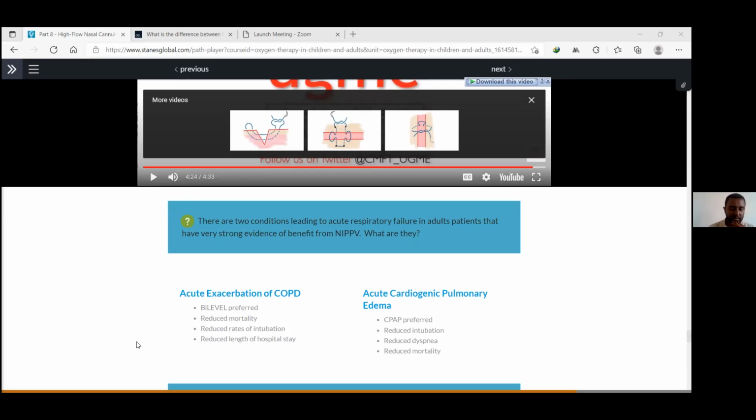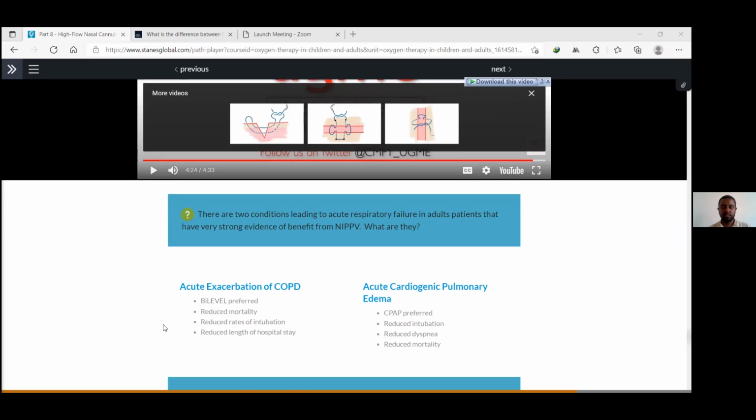And they have clearly found that bilevel is more preferred in acute exacerbation of COPD and have shown reduced mortality, reduced rates of intubation, and reduced lengths of hospital stay in patients who are on NIV for acute exacerbation of COPD. And the other one is acute cardiogenic pulmonary edema, though CPAP is preferred in this case, and reduced intubation, reduced shortness of breath, and also reduced mortality has been shown compared with the control group. So these are the findings we got from the European Respiratory Journal and also the American Thoracic Society. So thank you all for your participation.